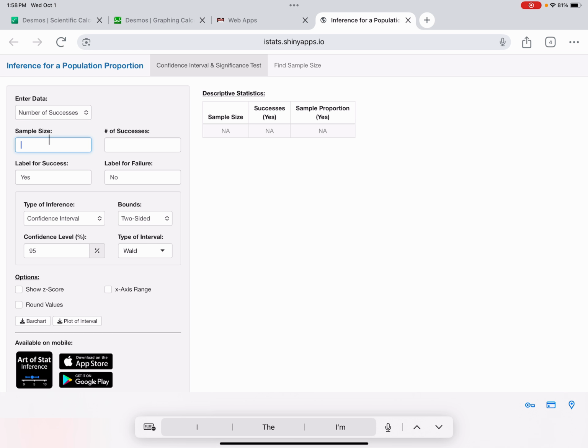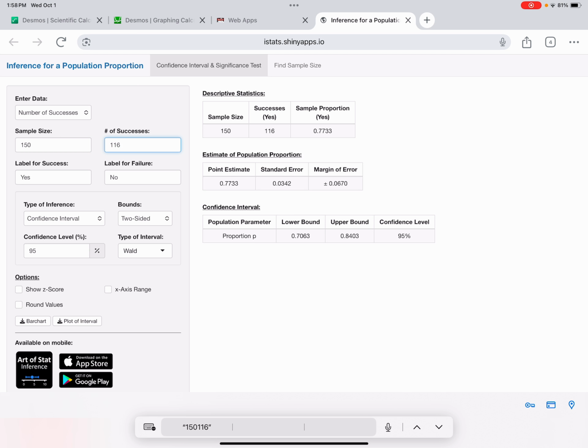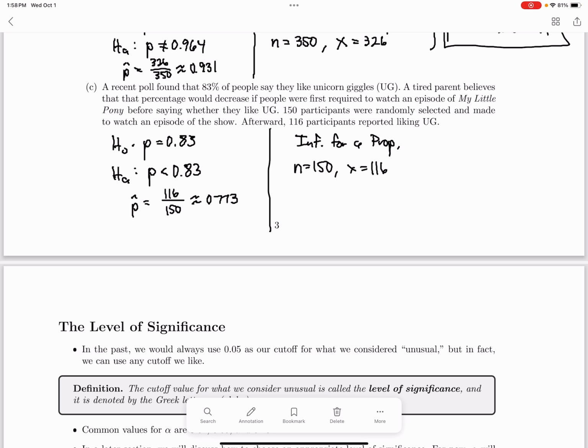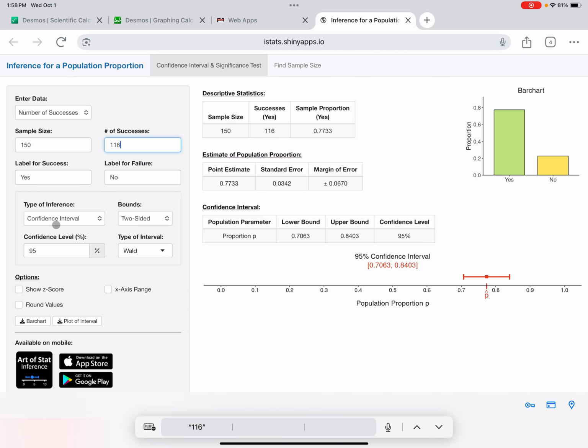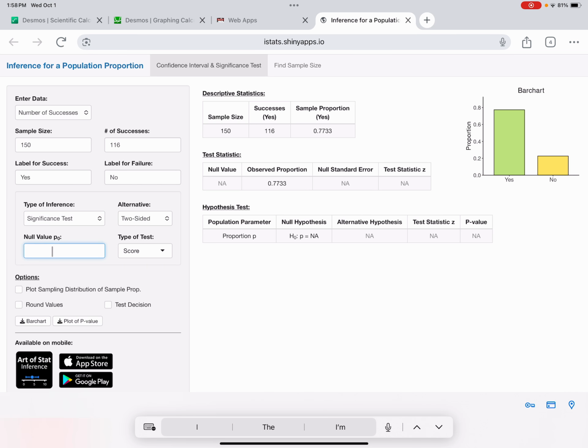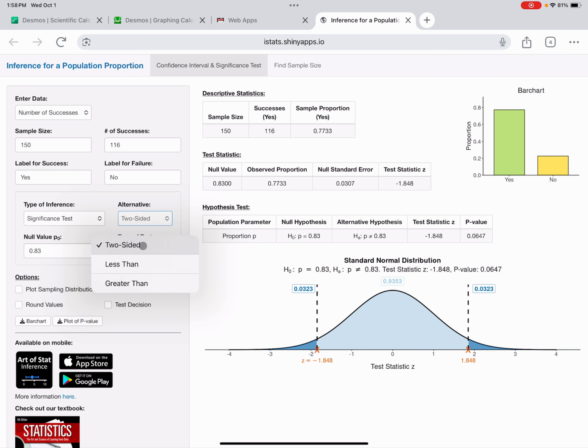So sample size was 150, number of successes was 116, I believe. Let me double check. Yeah, 150, 116. And we want to test p equals 0.83 against p less than 0.83. So p equals 0.83 against p less than 0.83. Double check your alternative hypothesis to make sure it's going the right way. And then you've got your p-value here, 0.0323.